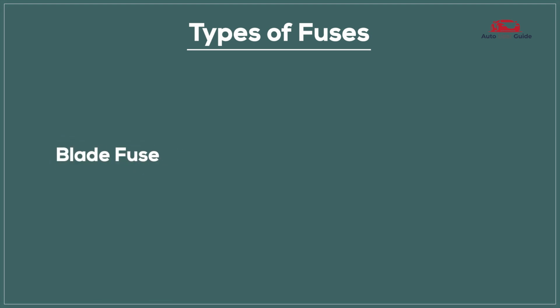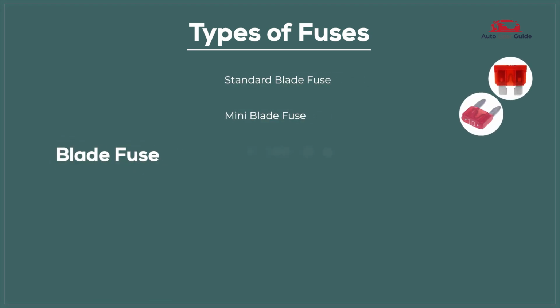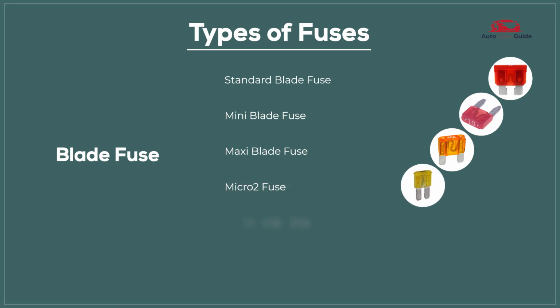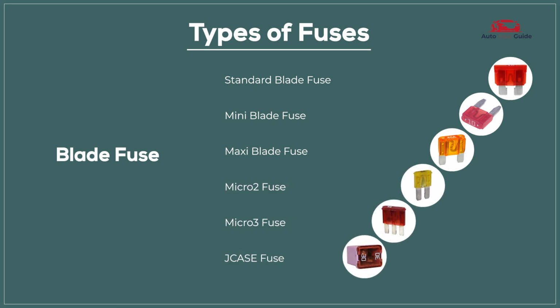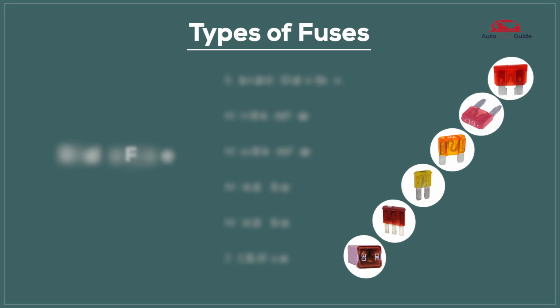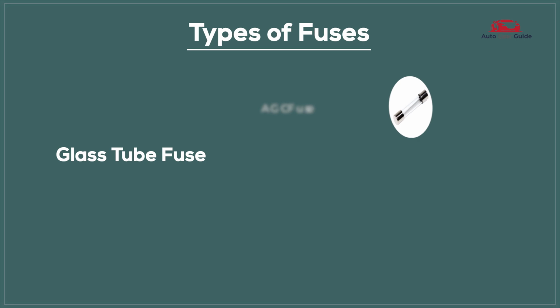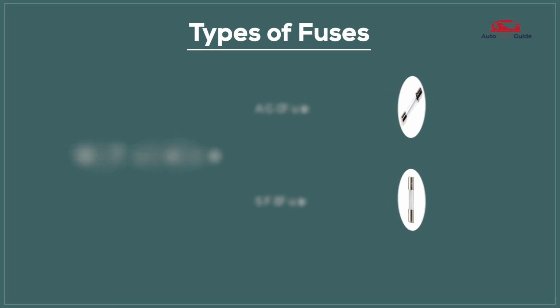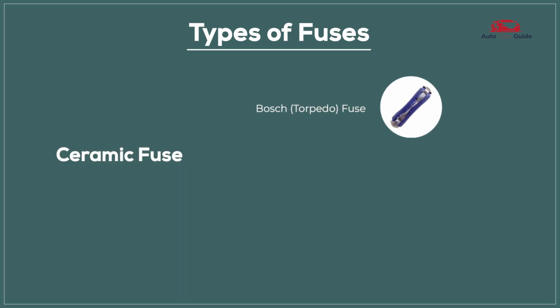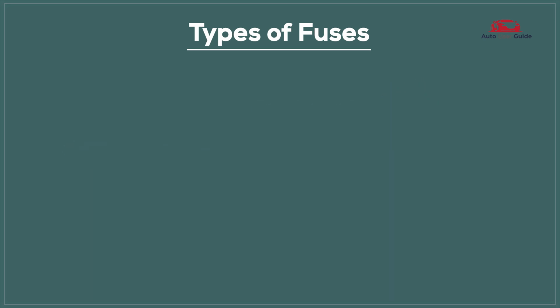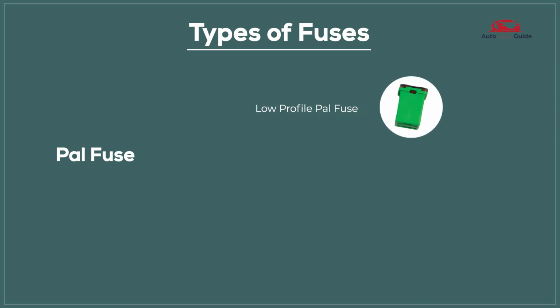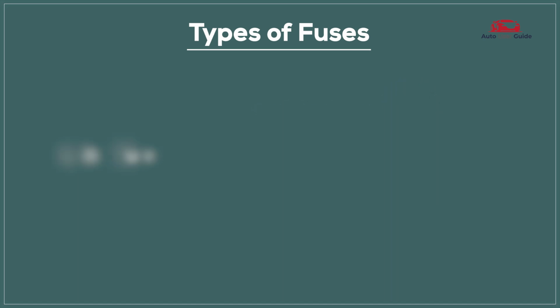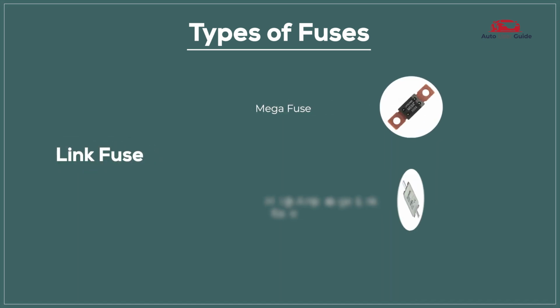Types of fuses: blade fuse, standard blade fuse, mini blade fuse, maxi blade fuse, micro 2 fuse, micro 3 fuse, J-case fuse, glass tube fuse, AGC fuse, SFE fuse, ceramic fuse, Bosch fuse, DIN fuse, PAL fuse, low profile fuse, standard PAL fuse, link fuse, mega fuse, high amperage link fuse.